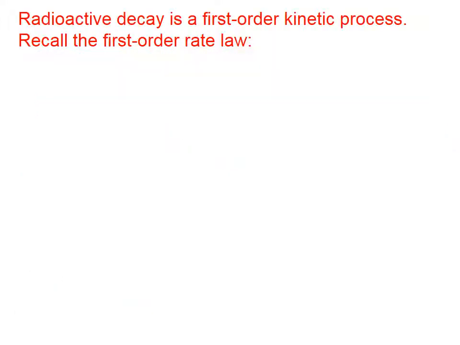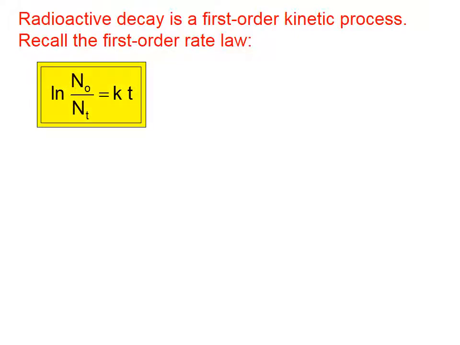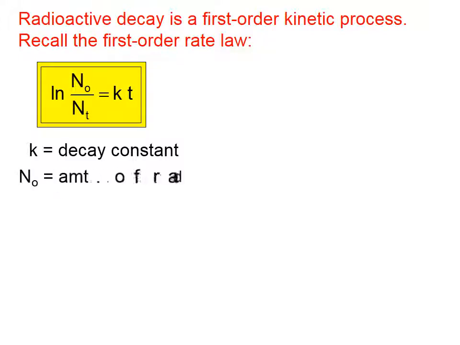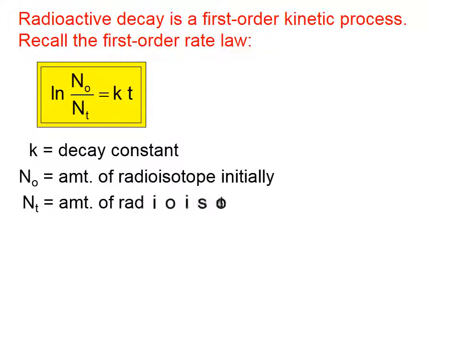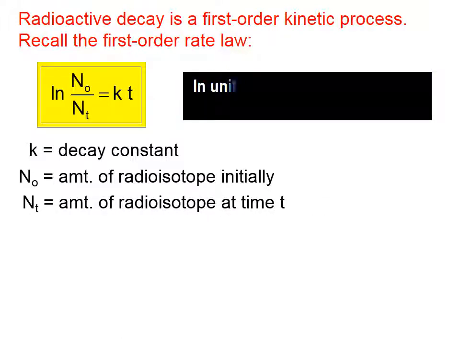Radioactive decay is a first-order kinetic process. Recall the first-order rate law, which looks like that. You might have seen this if you have studied chemical kinetics, where the k was called the rate constant. Here, it's the same equation, but we call k the decay constant. And the N's are amounts of radioisotope. Could be number of grams, could be number of moles, it really doesn't matter.